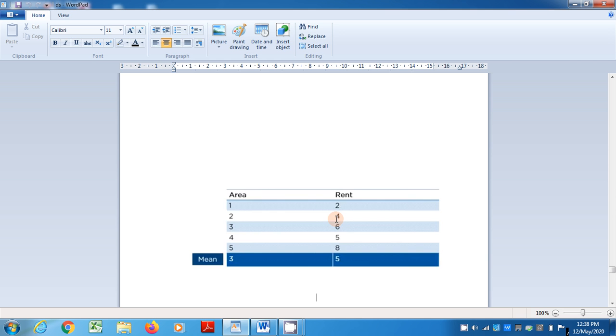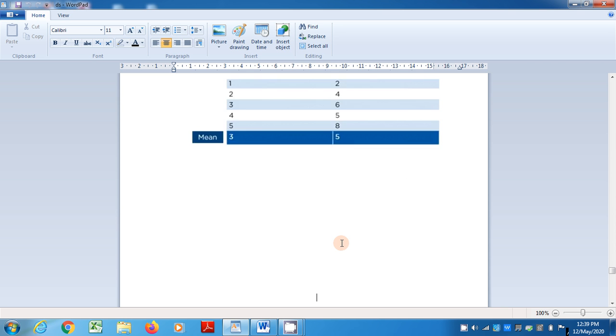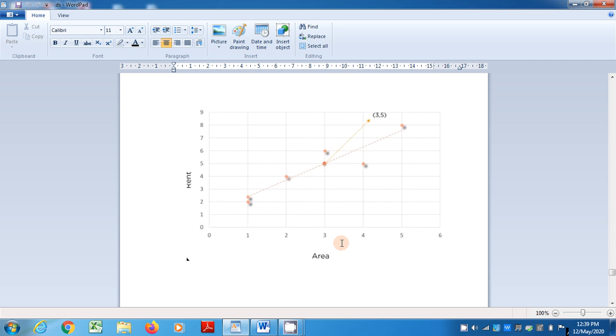So now I need to find out the mean values of the input variable and output variable, right? The mean of the input variable x is 3, and the mean of the output variable is 5. So (3, 5) is another point on the plot area. So (3, 5) is the mean of x and y, the input variable x and the output variable y.